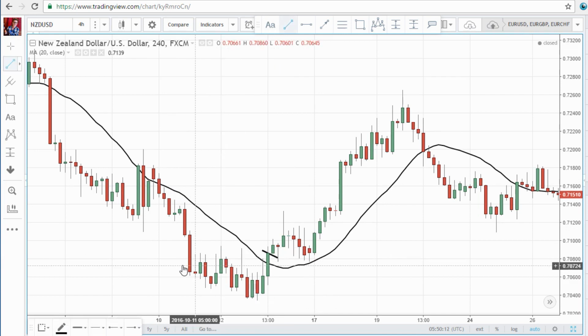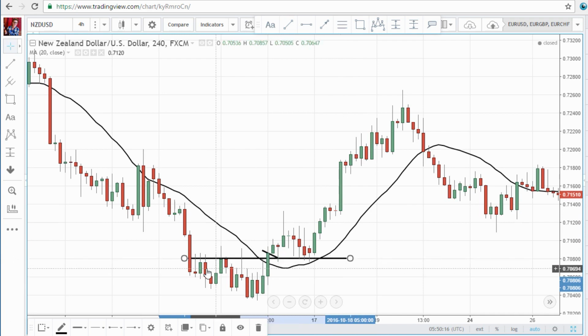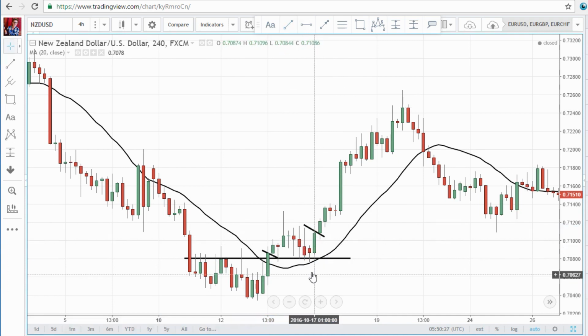So you can see again, another very important pattern here, depending on how we draw it, has been resistance, then we came back into it, we retested it as support, and then we have another important candle here, another momentum candle confirming the upside movement.